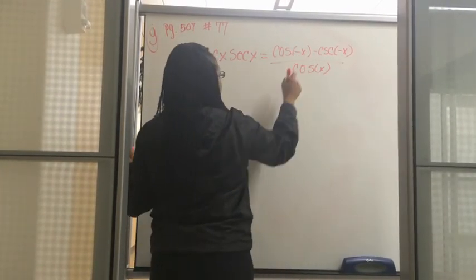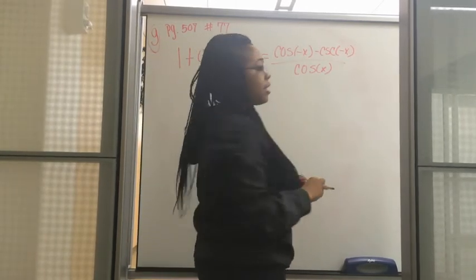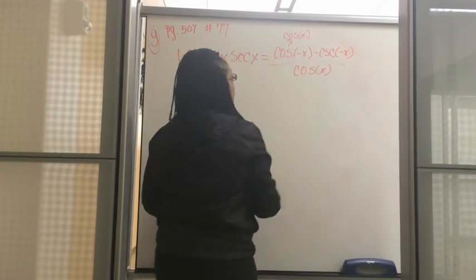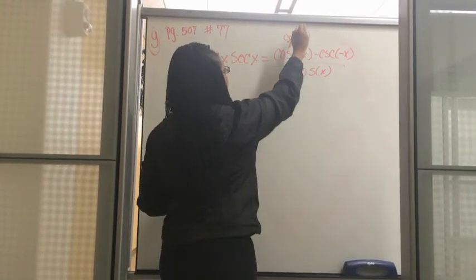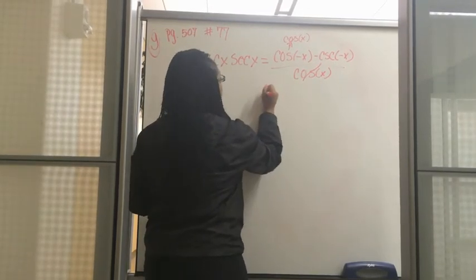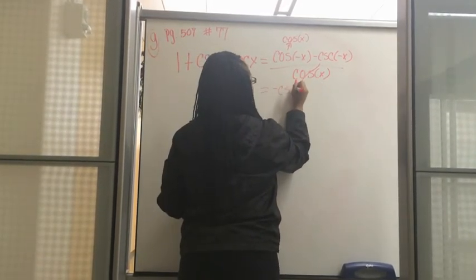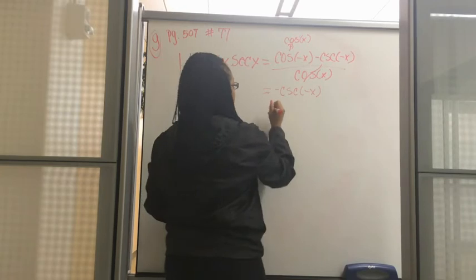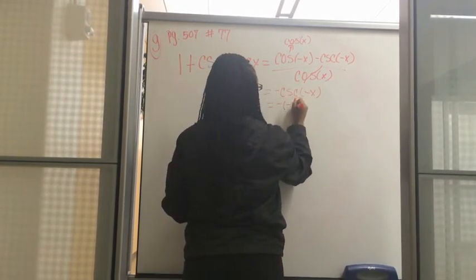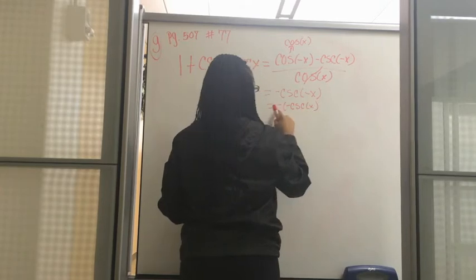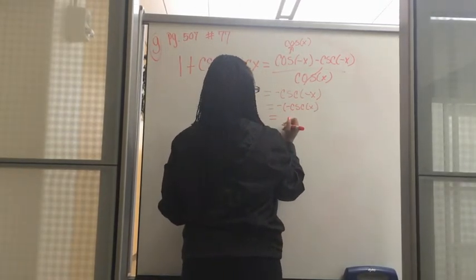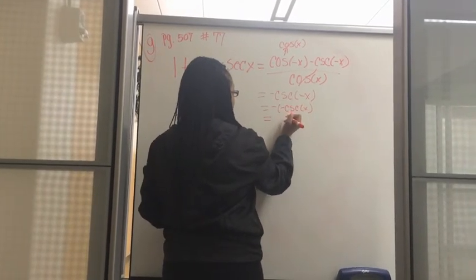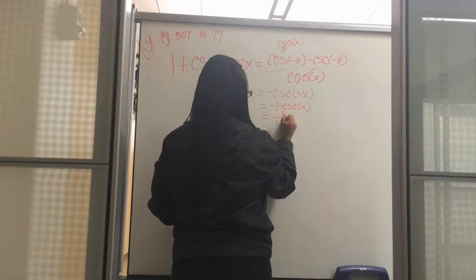This cosecant negative x is an odd-even identity, and that could be cosecant x, that could be positive. So since these two are the same, I cross these out, which will leave me with negative cosecant negative x. And that's also an odd-even identity, which can be broken into negative cosecant x. Since these two are negative, it will leave me with a positive cosecant x, and it could be written as 1 over sine x.